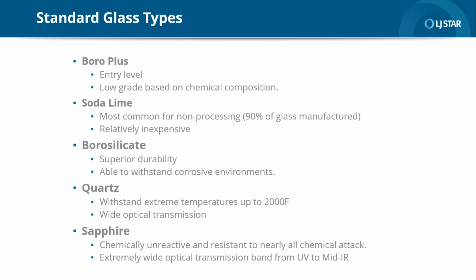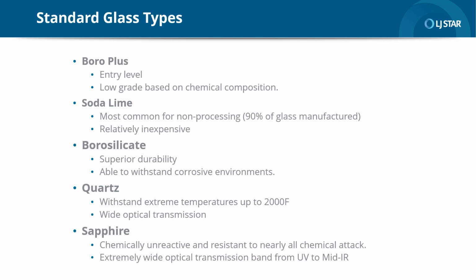Now, with regards to the next step up, which would be the borosilicate, which is what LJ Star normally recommends as your starting point, and the reason we do that is because it is a superior glass to the soda lime and the Boro Plus. It's got better durability, so from a glass hardness standpoint, it's stronger and more durable. On the mineral hardness scale, for example, most soda lime is going to be a 6 or less, and with regards to borosilicate, you're looking at a 7.5. So it's a stronger glass. It's got better thermal shock resistance. It's better at withstanding corrosive environments.